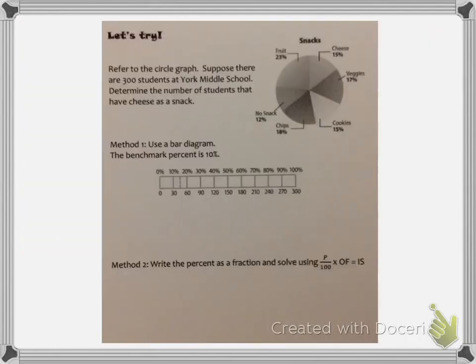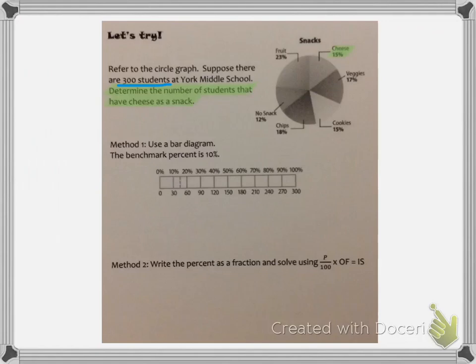So let's try out a problem. Refer to the circle graph. Suppose there are 300 students at York Middle School. Determine the number of students that have cheese as a snack. I'm going to highlight my question first, and then I'm going to underline or circle any important numbers or information. I think the total number of students, 300 students, is important. Now I can look at my circle graph and I find that 15% of the students have cheese for a snack. The method we're going to use first to solve this problem is a bar diagram.